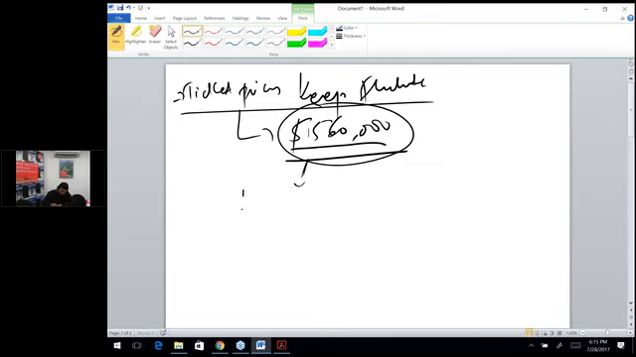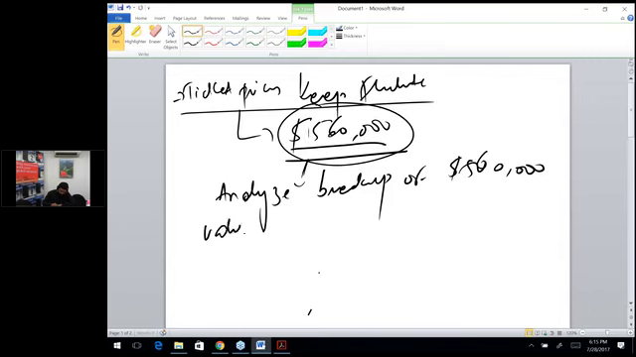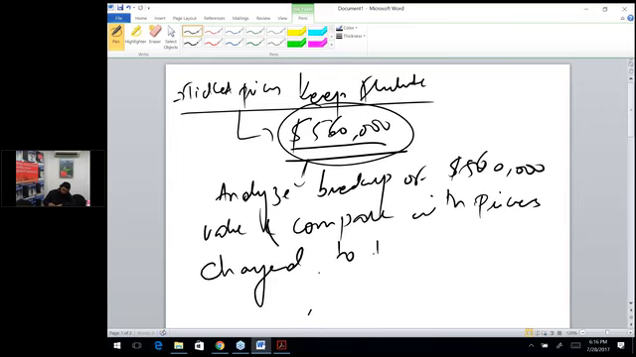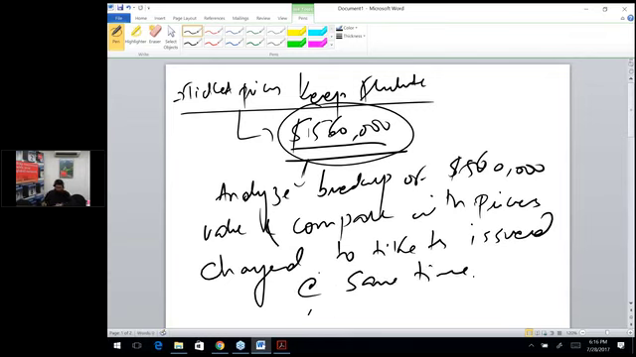You would verify the price, analyze the breakup of the $560,000 value and compare with the prices charged to tickets issued at the same time. So you need to analyze the breakup of these, and you need to compare them with the prices charged to the tickets issued at the same time.